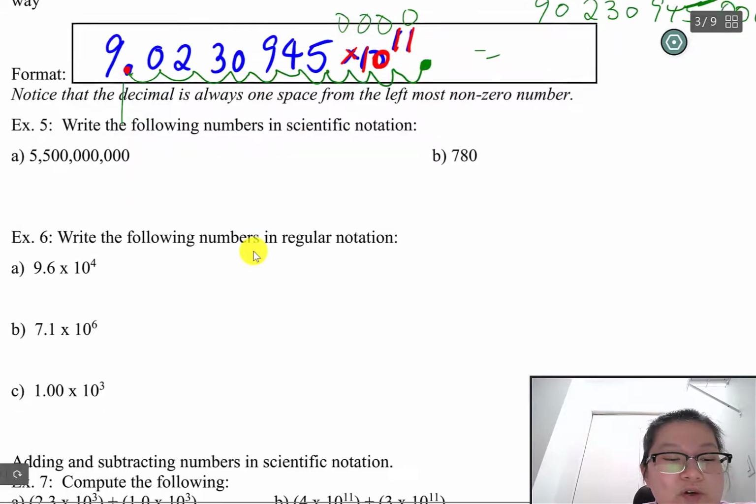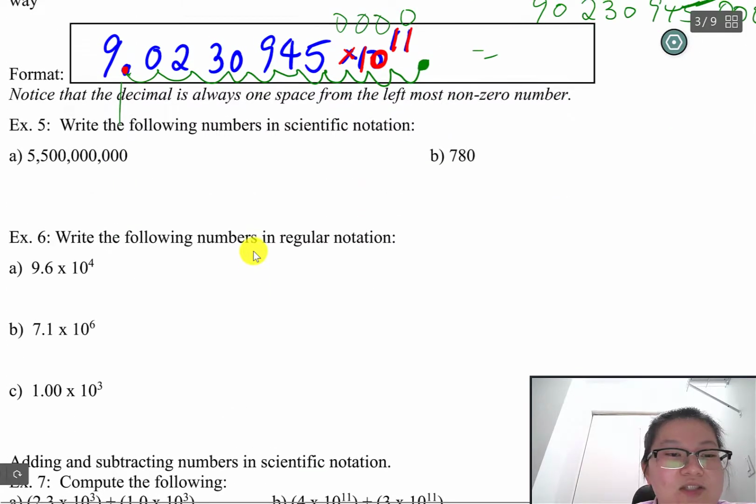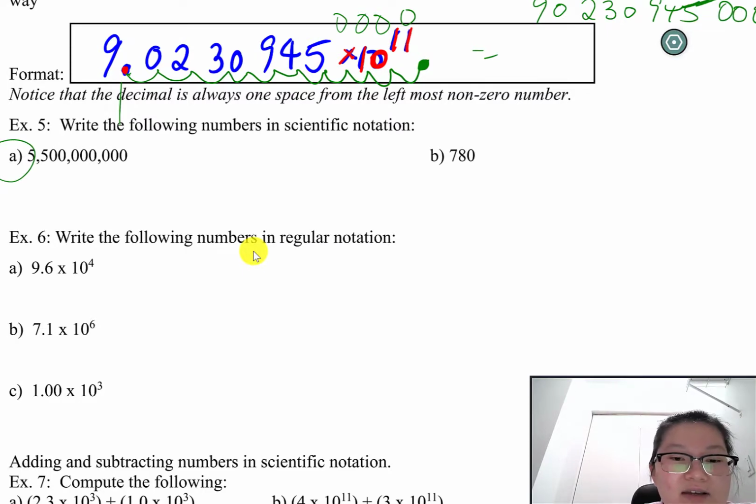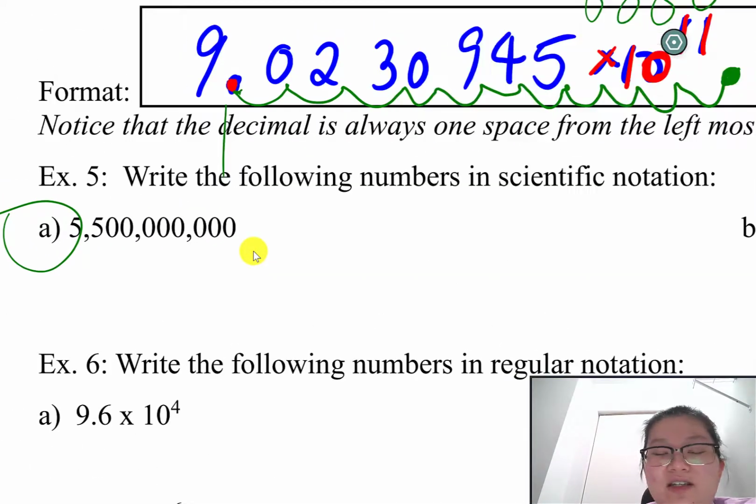So what we will do is I'm going to do the first example, write that in scientific notation. So I'll do A, you'll do B, and then we'll come back, and we'll do kind of back and forth. So let's start with 5A. Write the following numbers in scientific notation. So how do I do that?